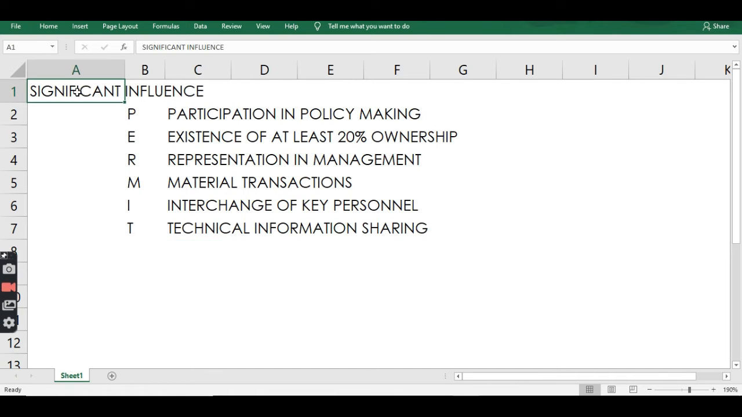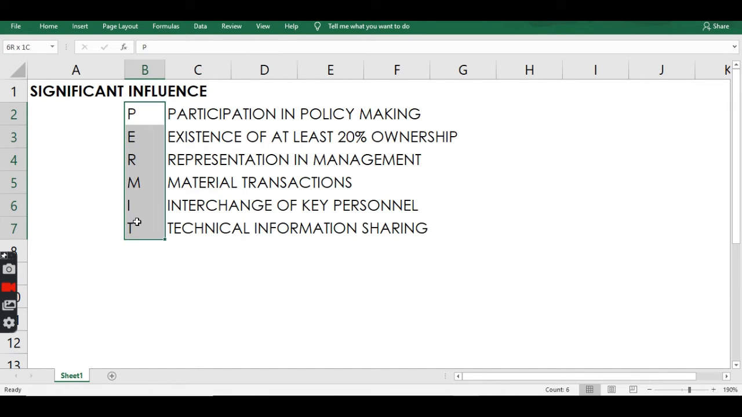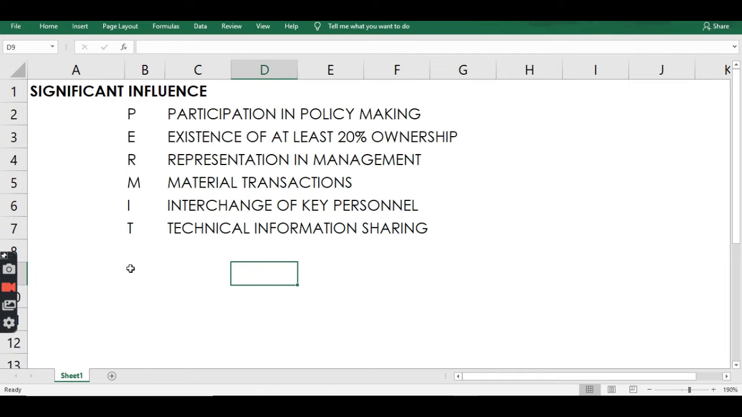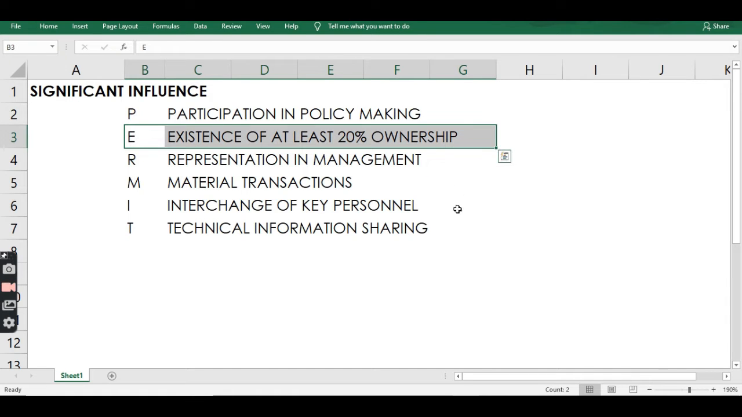Okay? So ito yung mga titignan mo. So take note sa theories, pag theories ang pinag-uusapan natin, ito yung mga i-consider mo. Ito yung mga hanapin mo na magiging basis mo kung meron nga talaga tayong significant influence. Okay? Pero kapag problems yung sinosolve natin, usually ito lang yung ginagamit. I-compute mo lang yung at least 20% ownership.